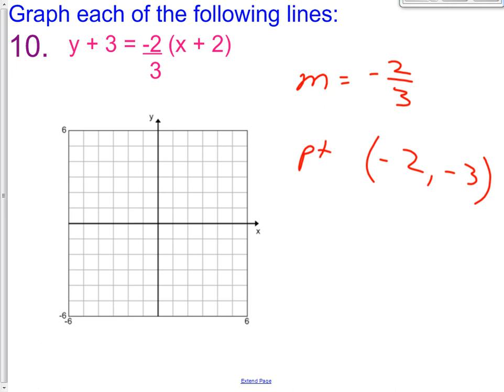Our point is at a negative 2 from this one, and a negative 3 from that one. So go left 2, down 3. From that point, use your slope as going a negative 2/3. So down negative 2 over 1, 2, 3, which is the same as left 3, up 2: left 1, 2, 3, up 2, and there we have our line.